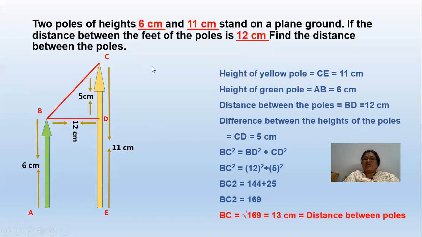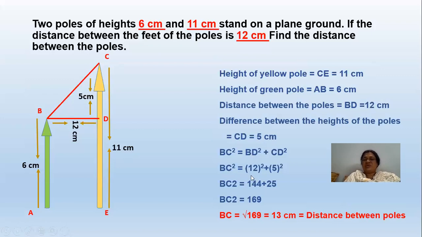What is given? The height of the yellow pole is given, that is CE, 11 centimeters. And the green pole is AB, that is 6 centimeters. The distance between the poles is also given, 12 centimeters. The difference between the heights of the poles is also given, 5 centimeters. And we'll apply the Pythagoras theorem statement here. So BC square is equal to BD square plus CD square. BC square, that is the hypotenuse square, is equal to the sum of the squares of the other two sides, that is BD square plus CD square.